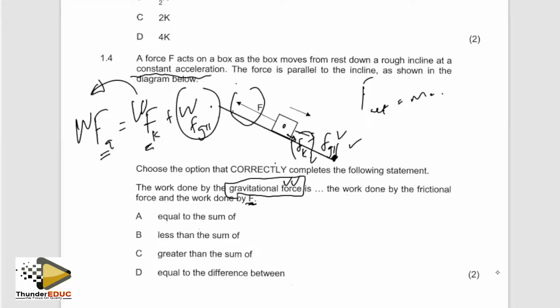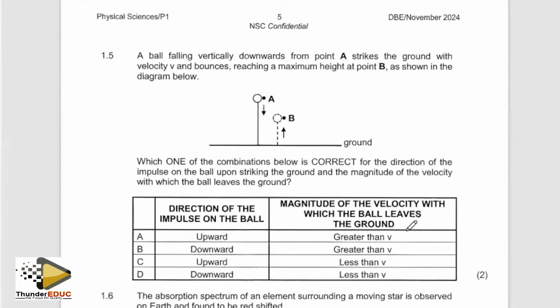It's going to be definitely less, but let's go with option D, that is focusing on the difference between the work done by the friction and the work done by F. So I'll go with option D. That is according to me. We can have various opinions about that.